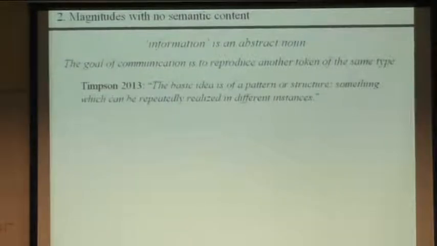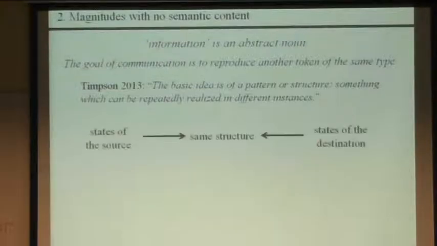I think that the idea was also in Timpson later in the book, when he says the basic idea is of a pattern of structure, something which can be repeatedly realized in different instances. I mean, the states of the source and the states of the different destination must have the same structure. A kind of isomorphism, one-to-one mapping, says Armand in one of his papers.